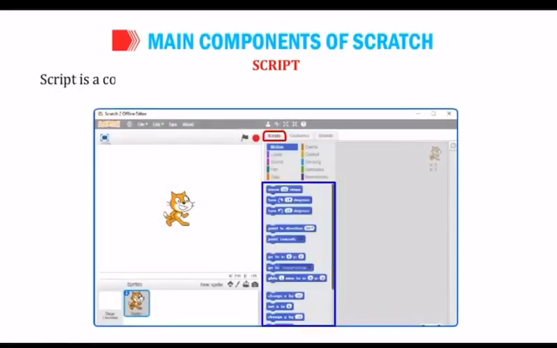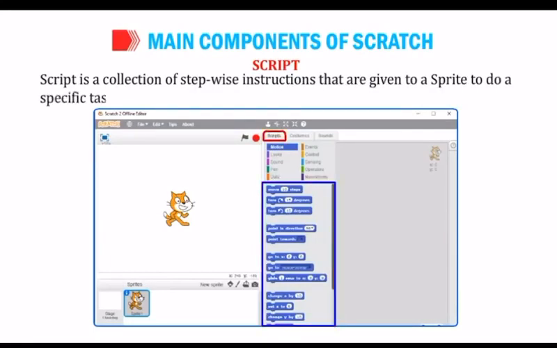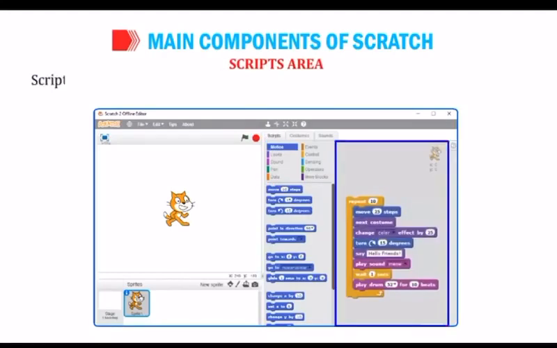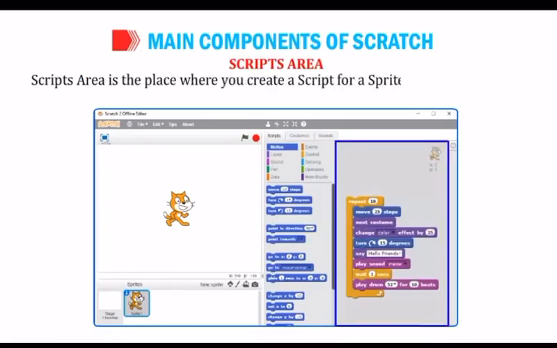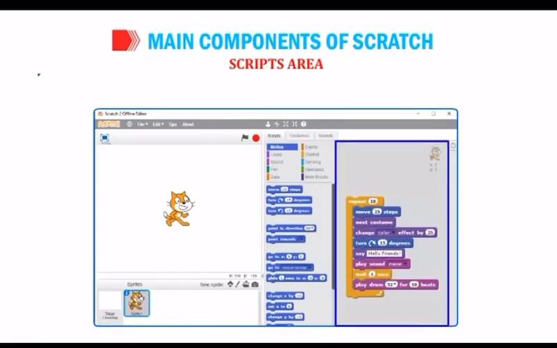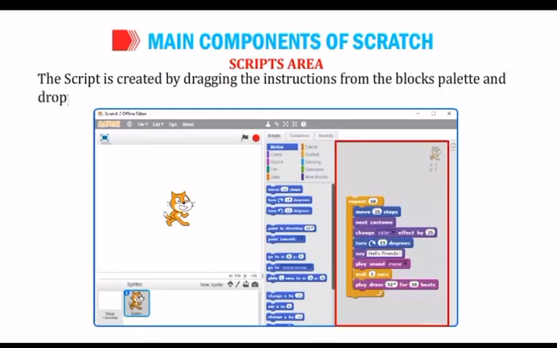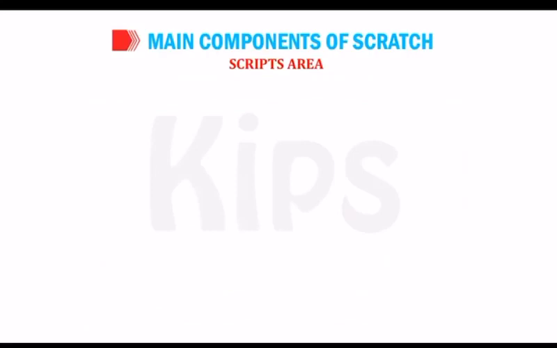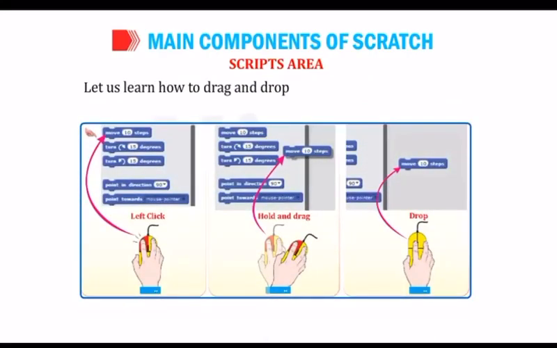Script. Script is a collection of stepwise instructions that are given to a sprite to do a specific task. A script consists of at least 2 blocks. Scripts area. Scripts area is the place where you create a script to do a particular task. The script is created by dragging the instructions from the blocks palette and dropping them stepwise on top of each other. A script is also called a program. Let us learn how to drag and drop the blocks on the script area.